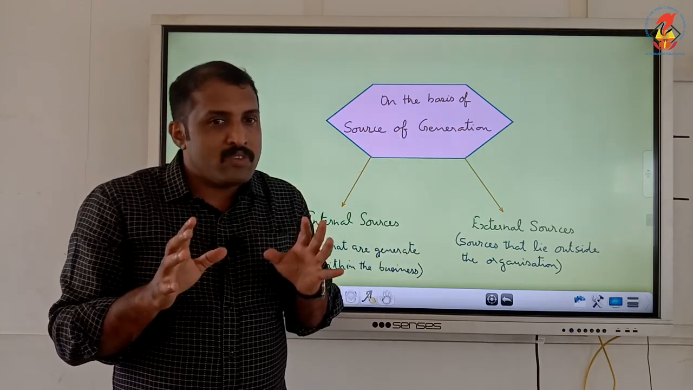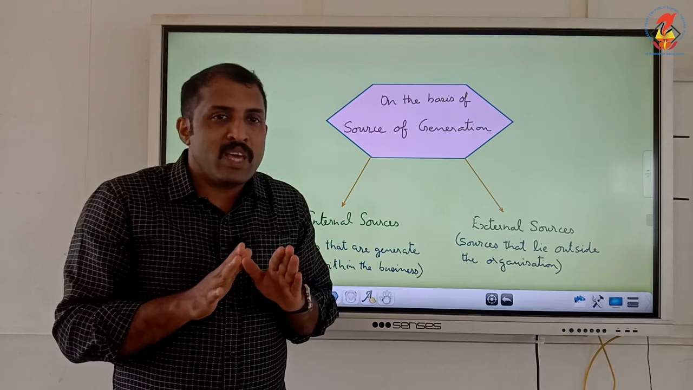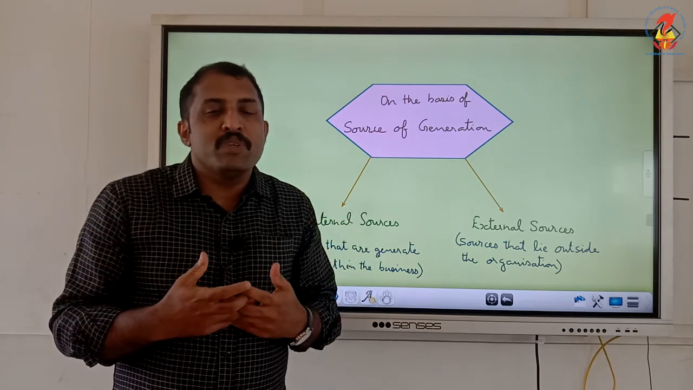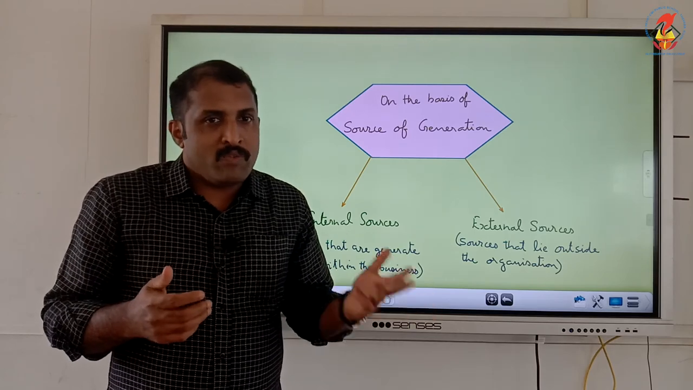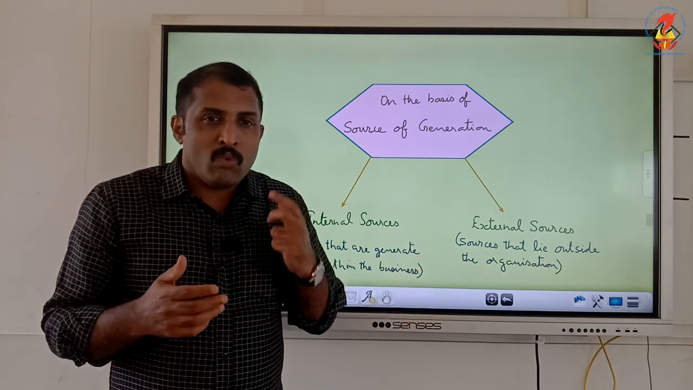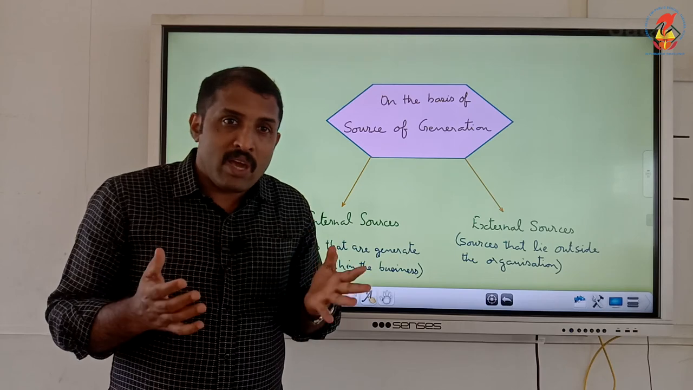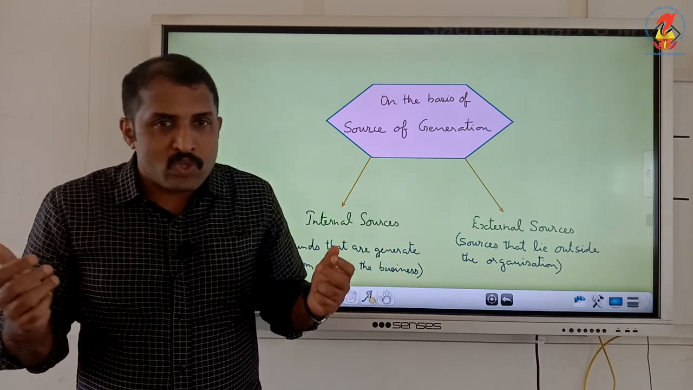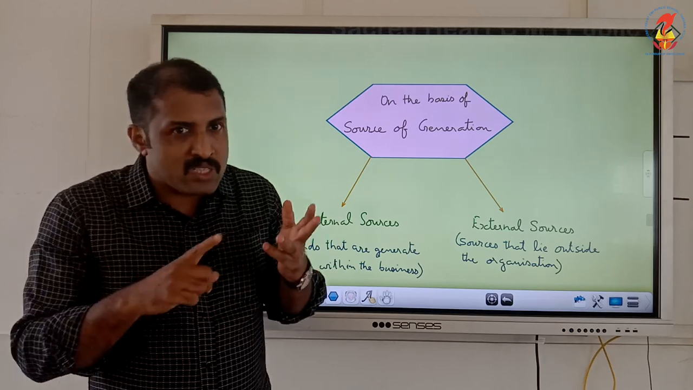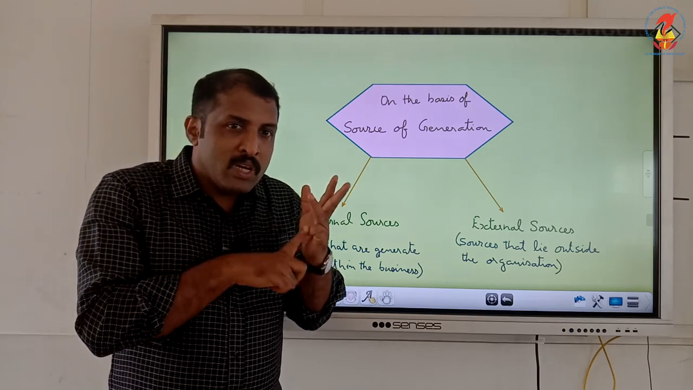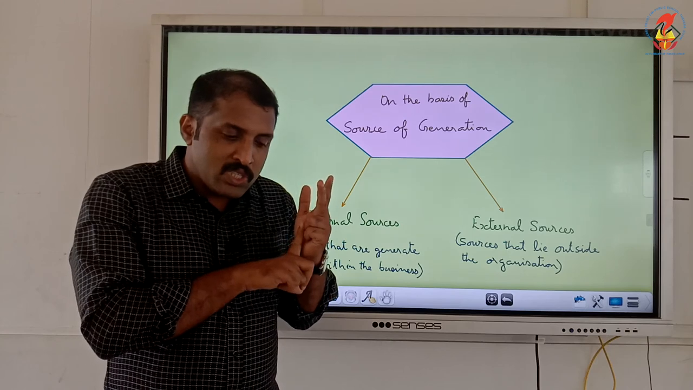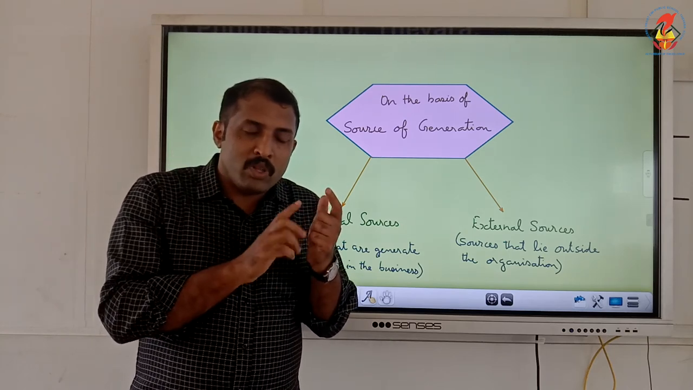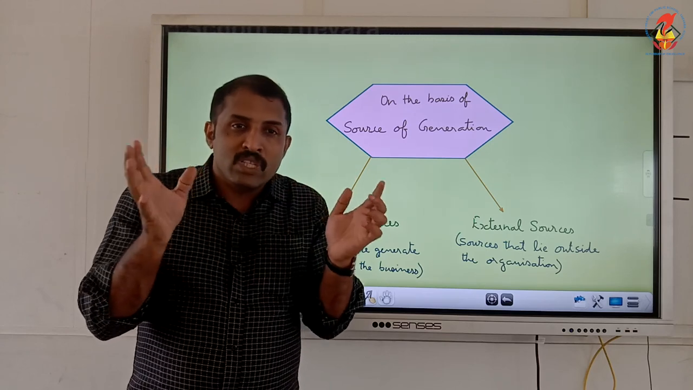So we have seen what is the meaning of business finance. We have seen the kinds of requirements of business finance: fixed capital requirement and working capital requirement. And we have seen the classification of sources of funds on three bases. One is on the basis of time period, one is on the basis of ownership, and the third one is on the basis of source of generation.